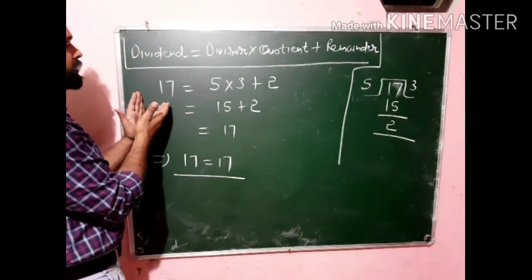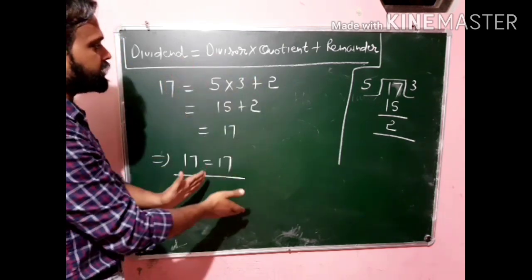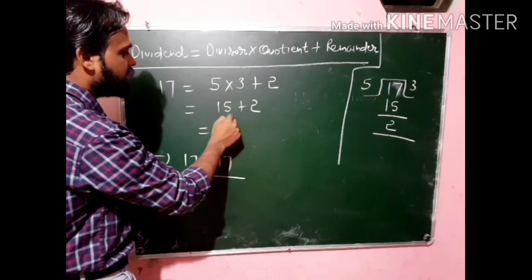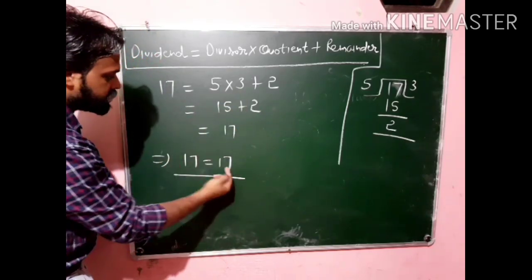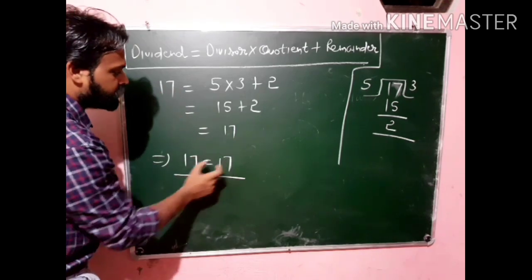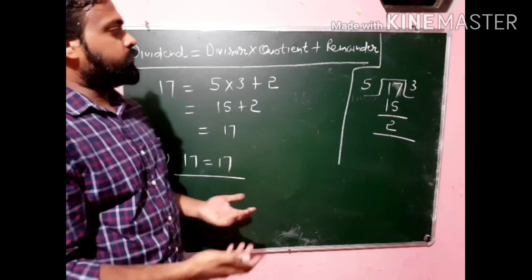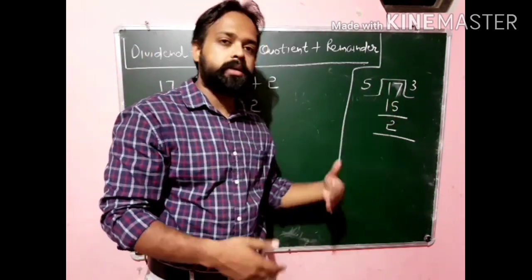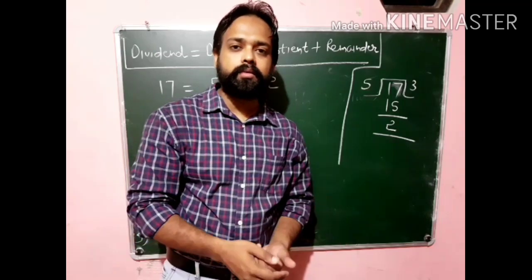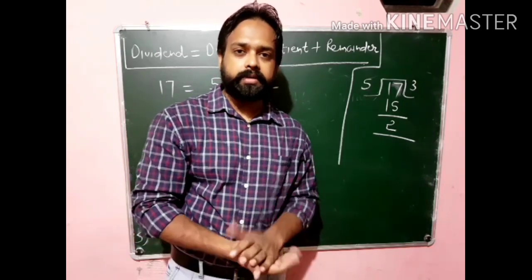Now you can see this is the left hand side and this is the right hand side. Now we have to solve the right hand side. We know 5 times 3 is 15, and 15 plus 2 is 17. So on both sides, 17 is equal to 17. It means this statement is true. So we verified that the sum I solved here is correct. In this way we can do the same thing with the polynomial for the verification.